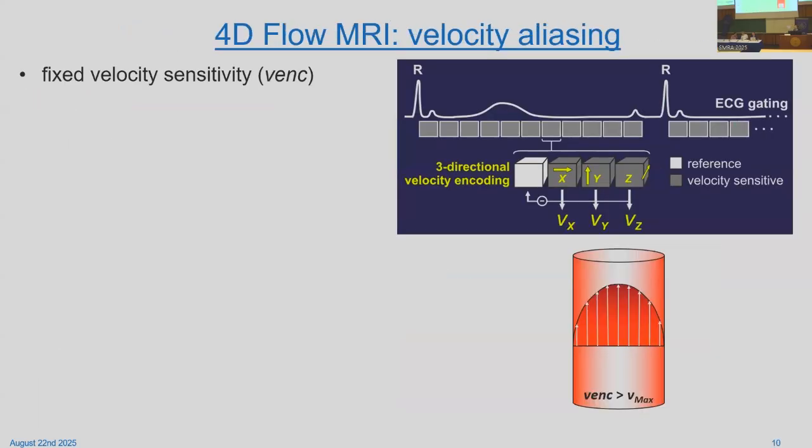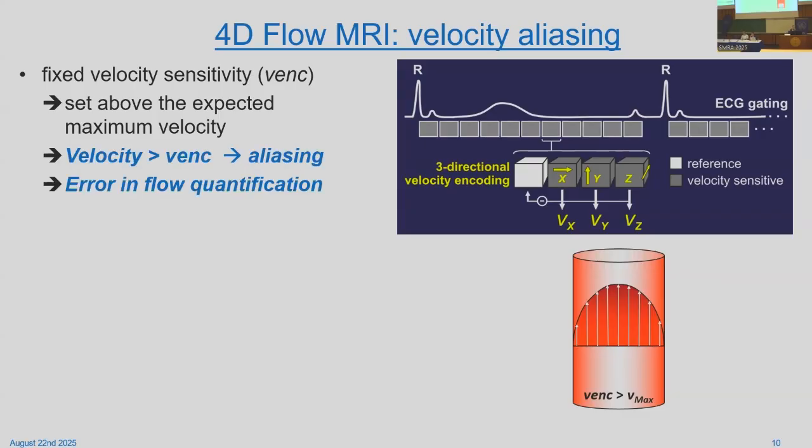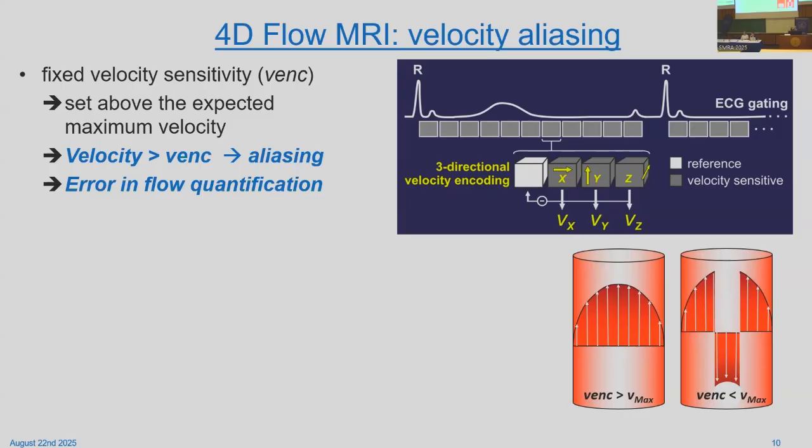The next error source is, of course, the velocity aliasing. We learned a little bit from Sebastian that we actually use a Venc setting, so a fixed velocity sensitivity for the acquisition of our data. So usually you set this Venc to a value of the maximum expected velocity in your data set. If you do that, everything is fine. However, if your velocity is faster than your Venc, you get velocity aliasing as illustrated in this little plot there. So what does it mean? You again get an error in your flow quantifications if you don't have the Venc setting correctly or if you haven't corrected for aliasing.